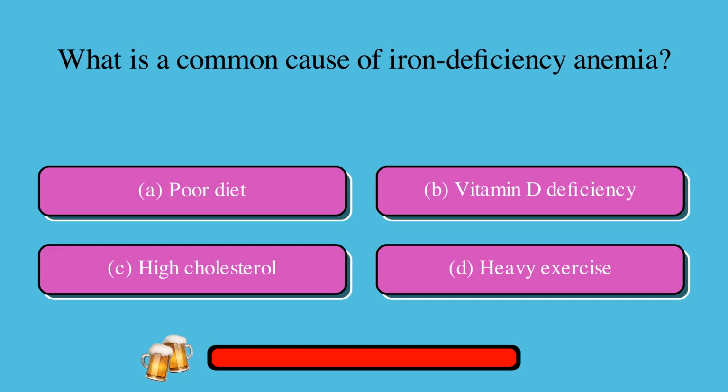What is a common cause of iron deficiency anemia? A, poor diet, or B, vitamin D deficiency, or C, high cholesterol, or D, heavy exercise? The correct answer is A, poor diet.